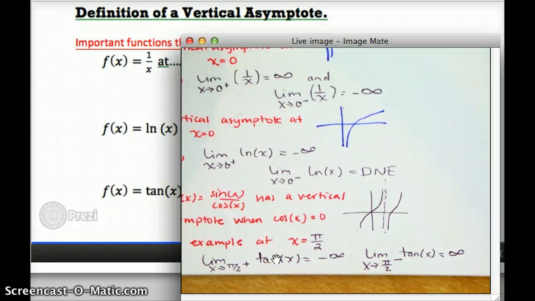Okay. Make sure that you have these 4 limits marked clearly in your notes so that you can use them for reference points later. Let's do some examples.